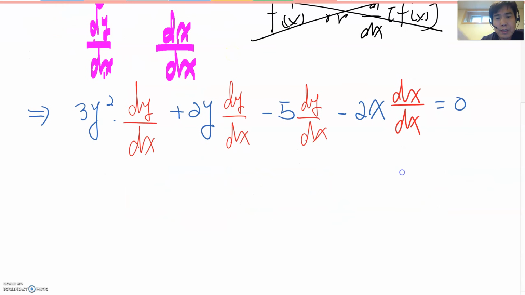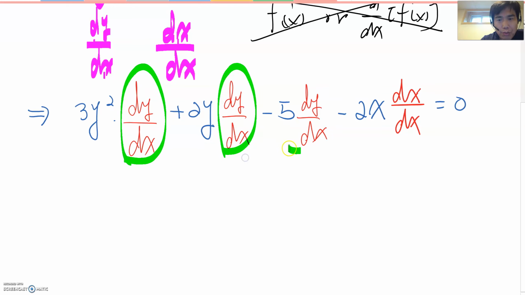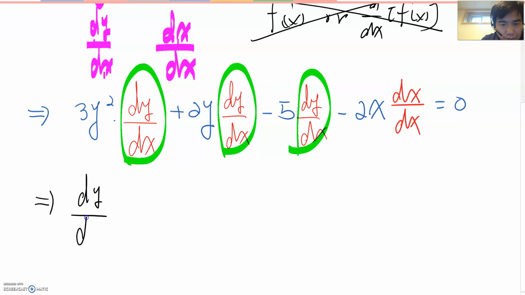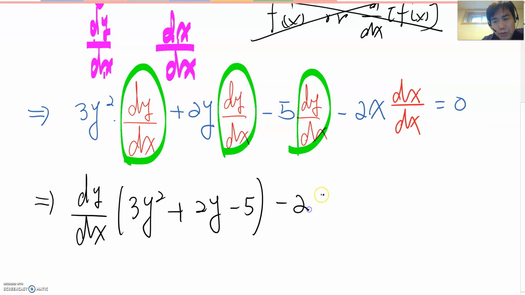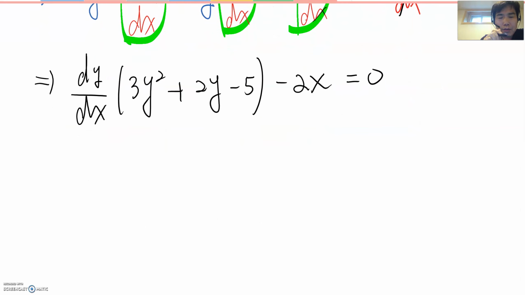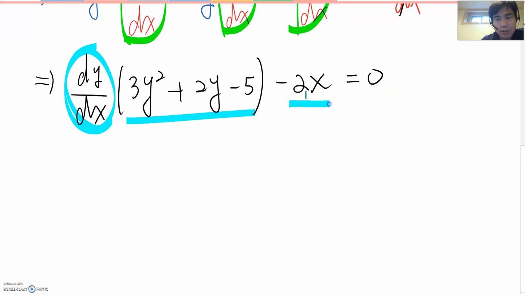Okay. Now you need to highlight all dy over dx forms here. So those three are dy over dx, right? So you factor by dy over dx in this case. Then this becomes dy over dx times 3y squared plus 2y minus 5, minus 2x, because it's cancelled out, equal to 0. So now this equation means we want to isolate dy over dx alone.